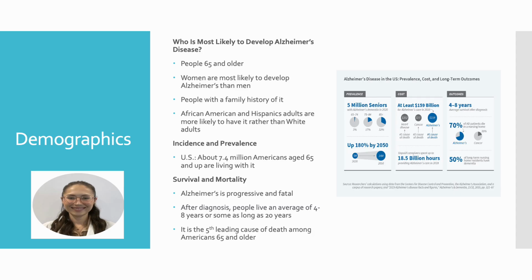In the United States, there are about 7.4 million people aged 65 and older that are living with Alzheimer's disease. Unfortunately, Alzheimer's disease is a progressive disease, which means it gets worse over time and there is currently still no cure. After being diagnosed, people live on average 4 to 8 years, although there are some people who live much, much longer than that. Alzheimer's is also one of the leading causes of death for older adults.